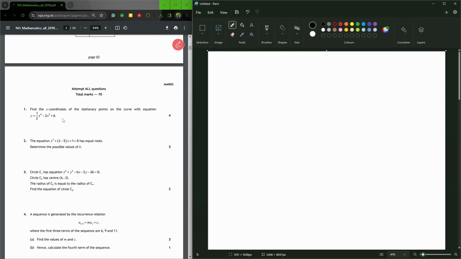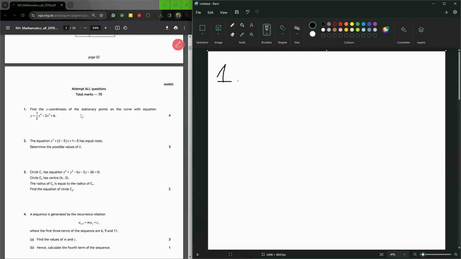So question one, they like to have the easy questions at the start, so you get to pick up quite a few marks at the start. Question one, I'll write this down. You're going to have to excuse my horrific handwriting because I'm doing this through Microsoft Paint. So: find the x coordinates of the stationary points on the curve with equation y equals a half x to the fourth minus 2x cubed plus 6.